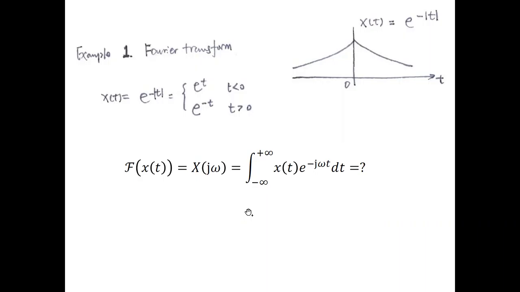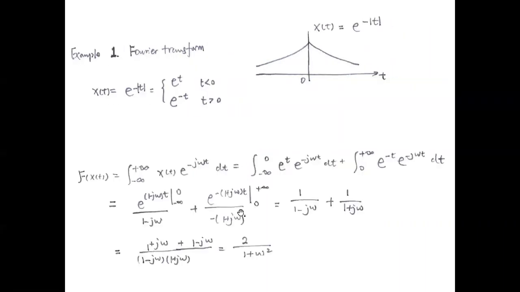Okay, let's look at the calculation of the Fourier transform. We start from this integral. Because this x of t has two different expressions on two different regions, to calculate the integral, we also need to split the integration interval into two different regions divided at point zero. From minus infinity to zero, the expression is exponential to the power t. From zero to plus infinity, the expression is exponential to the power minus t.